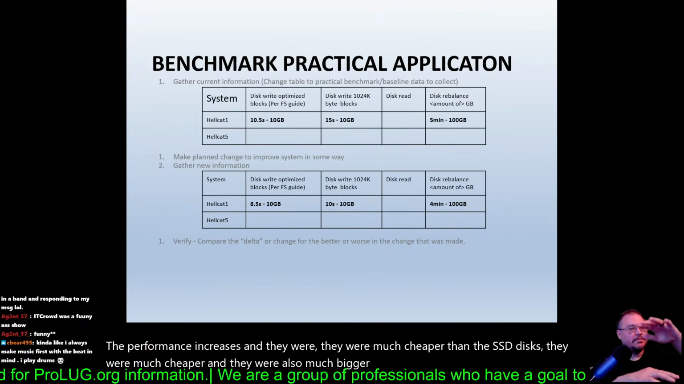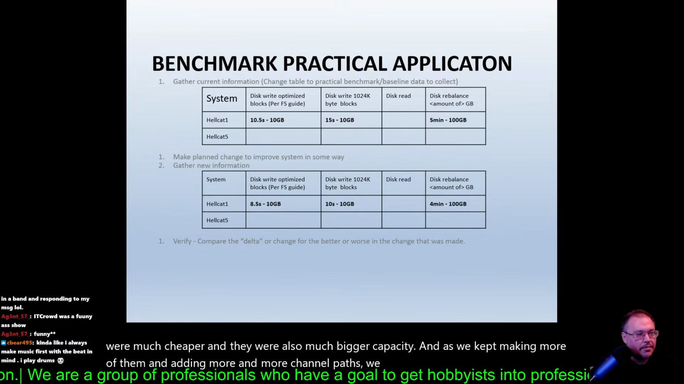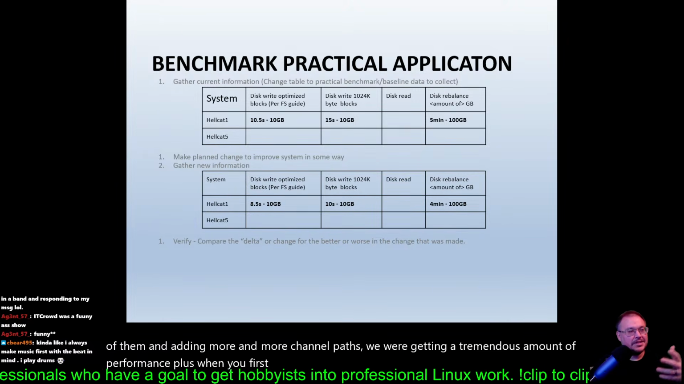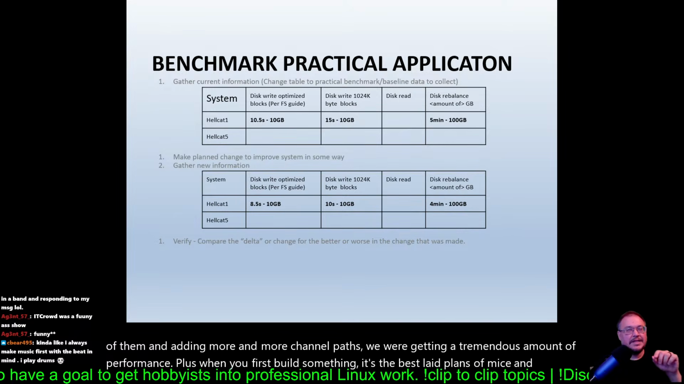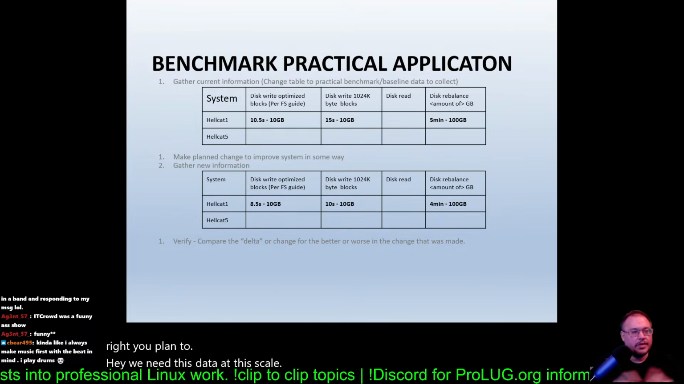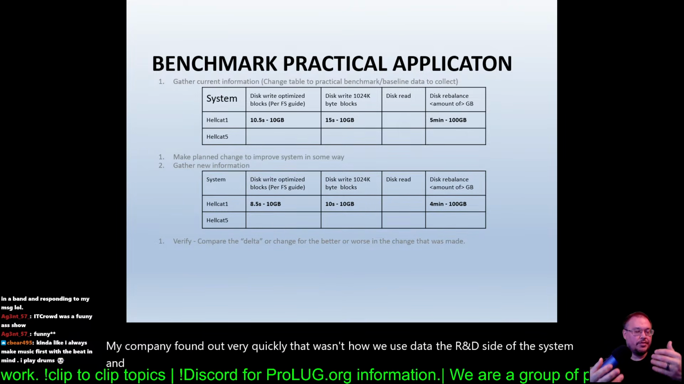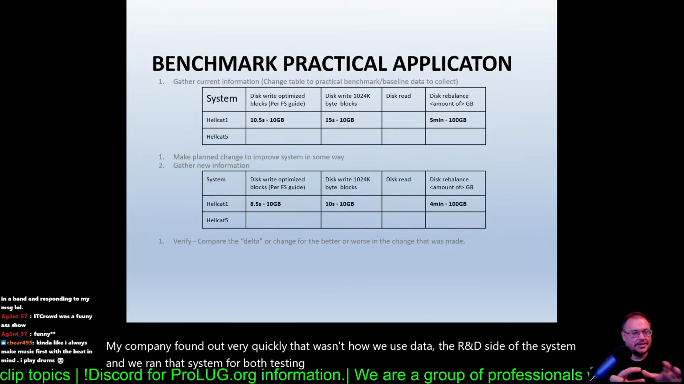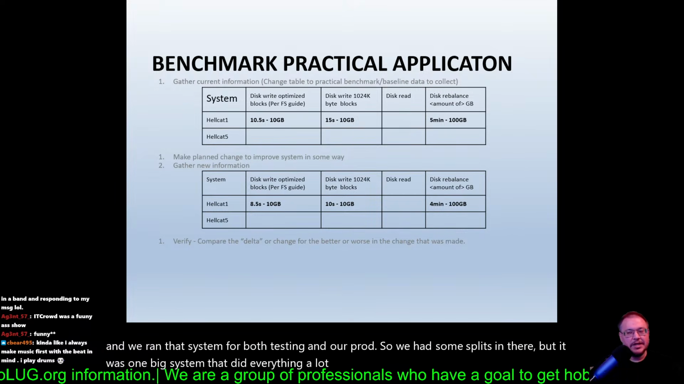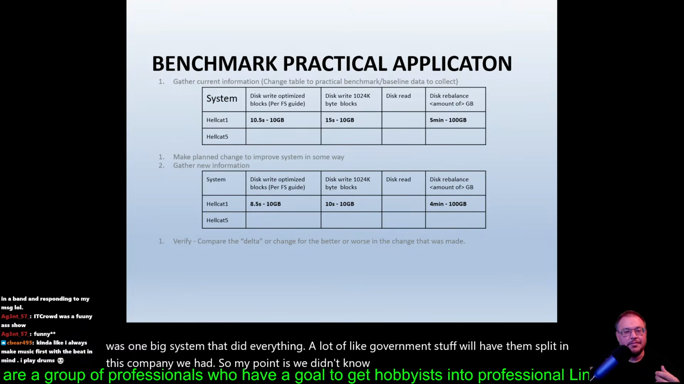As we kept adding more and more channel paths, we were getting a tremendous amount of performance. Plus, when you first build something, it's the best laid plans of mice and men, right? You plan, hey, we need this data at this scale. Well, my company found out very quickly that wasn't how we use data. The R&D side of the system, we ran that system for both testing and our prod. We had some splits in there, but it was one big system that did everything. A lot of government stuff will have them split. My point is we didn't know how data was going to be used in the system when it was first built.